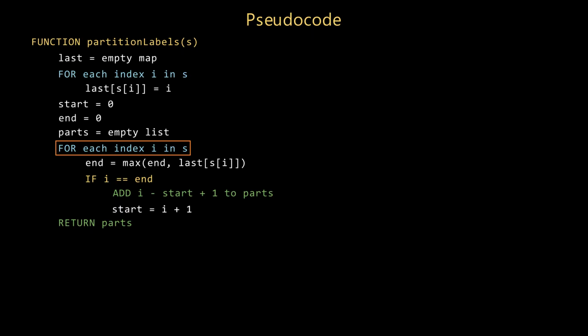Second pass, visit every index again. Stretch end to the farthest last index seen so far. If the scan index has reached the boundary, we can cut. Add the length of this partition to the answer. Move start to the next position. Return the partition sizes.